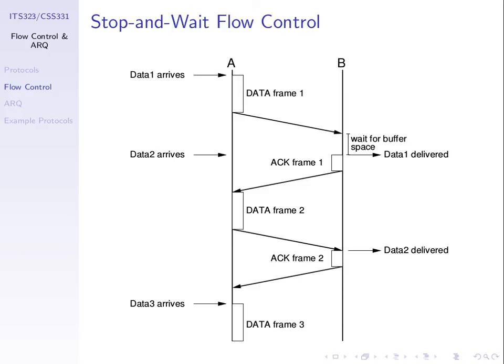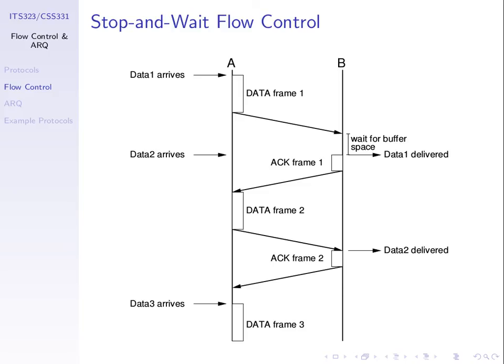What is that time after before data 3? What happens here? Remember, we only send a data frame if we have actual data to send. And I've denoted that by these data arrives arrows. A has some data to send, transmits a data frame, it's waiting for an ACK. It now has a second piece of data to send.